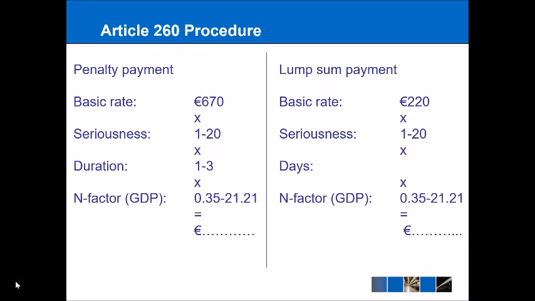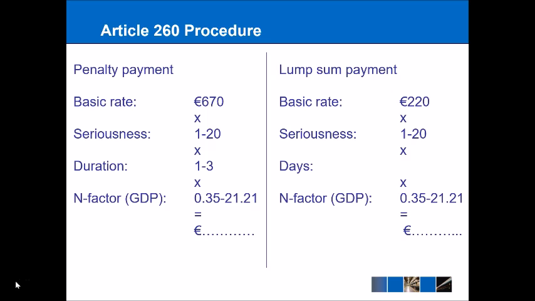Then we take into account the duration of the breach. So that's measured between 1, so not very long, for 1. And if it's gone on for a long time, it can be multiplied by 3. And then finally, this looks a little bit complicated, but I promise it's not. It's then multiplied by an n factor, which can be anywhere between 0.35 and 21.21. And the n factor is basically based on a country's GDP, or gross domestic product.